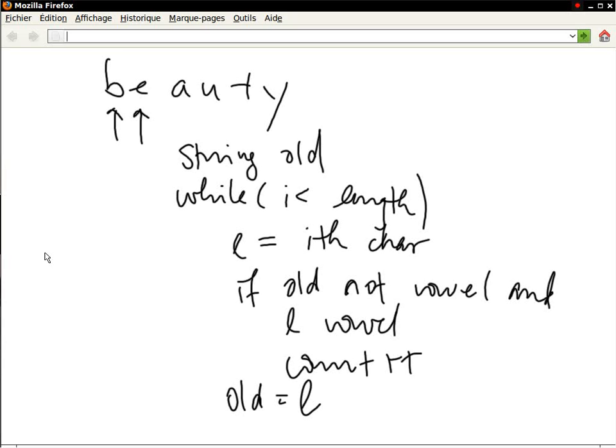I didn't fill in all of the details. The people who did this struggled with what happens at the very first iteration when you don't yet have a previous. So I guess here we have to say if I greater than 0, because I equals 0 was the first step.